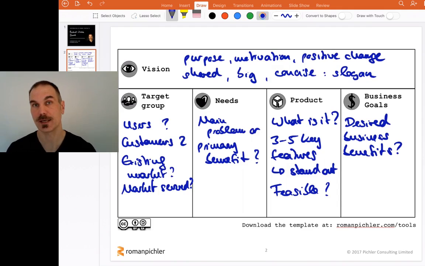Is it to directly generate some revenue? Is it to help market and sell other products or services? Or is it to reduce costs or maybe increase productivity? So, what is the benefit, or what are the benefits that your product provides? Now, if there are several benefits, again, I would encourage you to prioritize them and state the most important one at the top. That creates a focus.